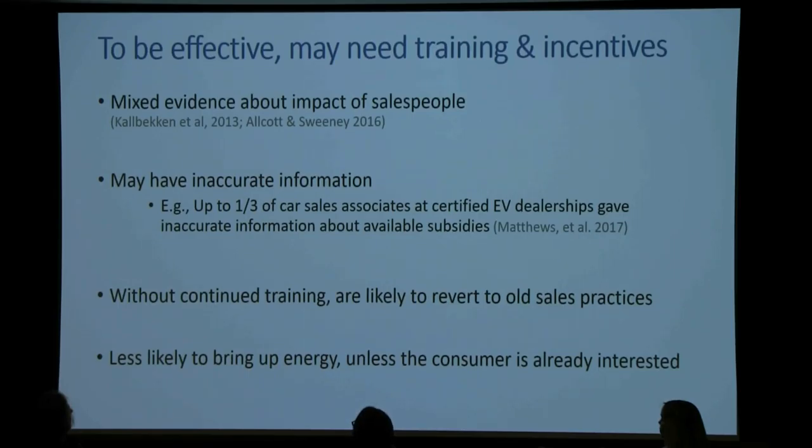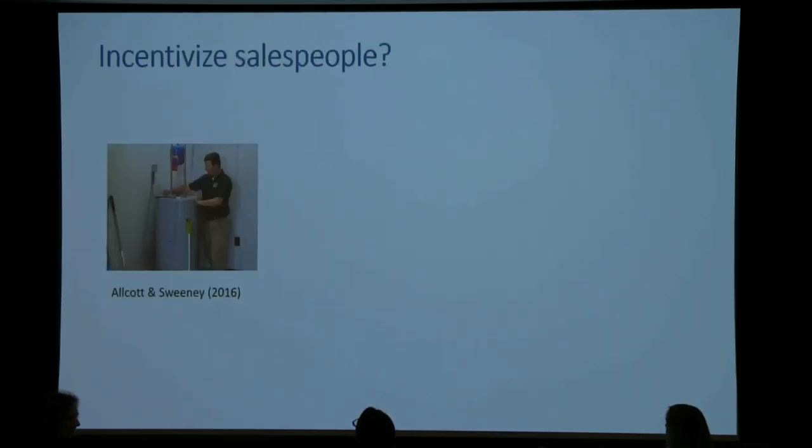A number of studies find that unless there's continued training, these messengers tend to fall back on their old sales tricks. So we need to think about how to be more effective in getting them to convey this information. And there's an important finding here that they read the customer. If they don't think the customer is interested in energy efficiency, even if they're in an experiment and are supposed to provide it, they are less likely to provide that information. And that speaks to the point we've already made.